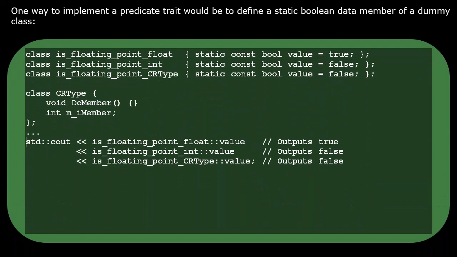Because a predicate trait needs to be available at compile time, one way it could be implemented would be to craft a dummy class and to define a static data member within that dummy class. So this example would allow compile time reasoning about whether or not certain data types are floating point.